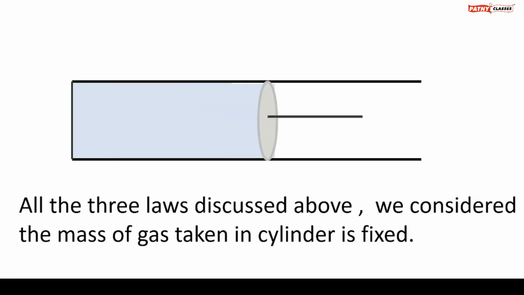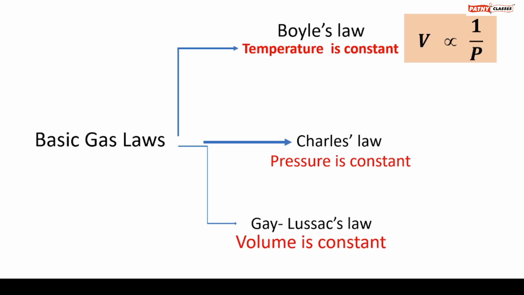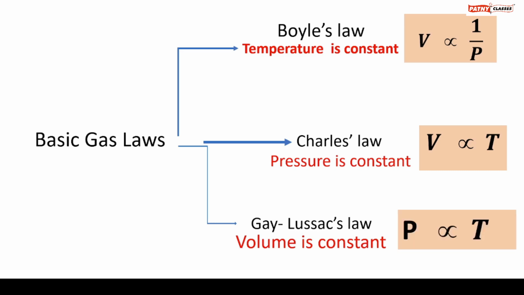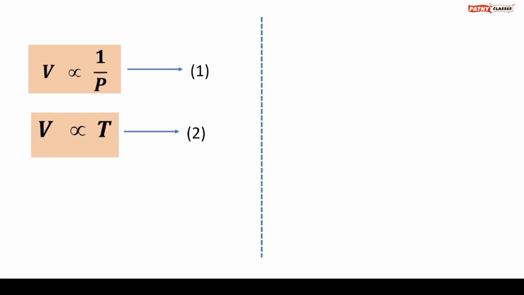fixed. Thus, from Boyle's law we get the equation: volume is inversely proportional to pressure if temperature is constant. From Charles' law we get: volume is directly proportional to absolute temperature if pressure is constant. And from Gay-Lussac's law we get: pressure of the gas is directly proportional to absolute temperature provided volume is maintained constant. So from the three gaseous laws, we get three relations: first relation, second relation, and the third relation.